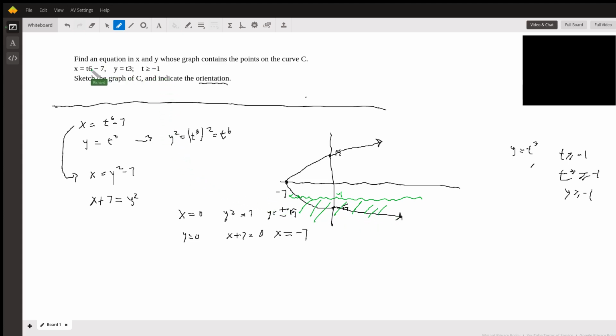And if t is greater than negative 1, it means t to the 6th is greater than 1, which would mean x, let's do this again, t greater than or equal to negative 1, which means x is greater than or equal to 1 minus 7, which is equal to negative 6. So x has to be greater than negative 6, I think. So we're dealing with this here. This is negative 1 here. So x has to be greater than or equal to negative 6. So this part of it got chopped out also. And you're left with that. Okay, so that's the impact of this restriction on t.